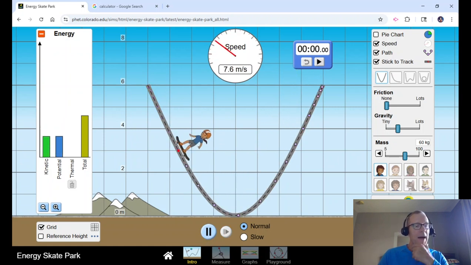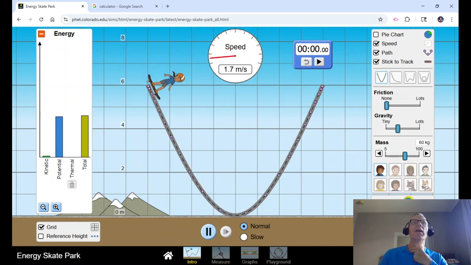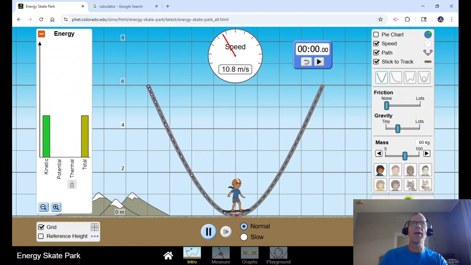So as she goes back and forth, notice a few things. Those little pink dots show her path. There's a little pink dot every fraction of a second. So notice how the pink dots are closer together at the top, farther apart at the bottom. That's just an indication of lower speed at the top, larger speed at the bottom.